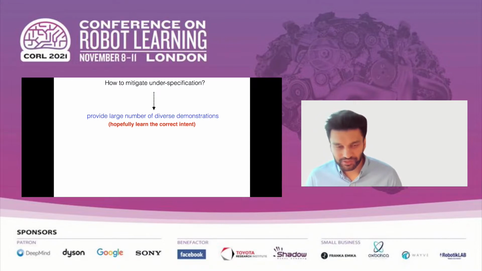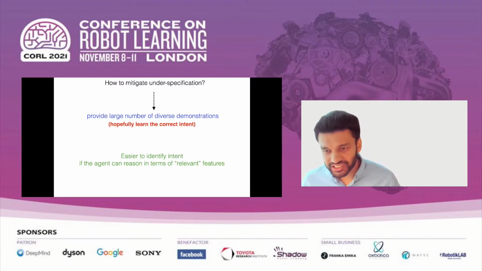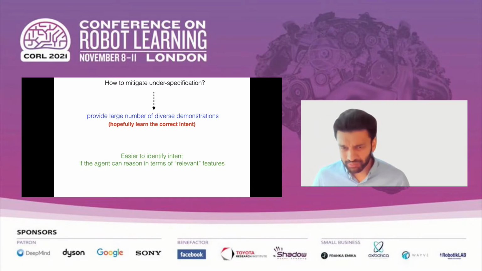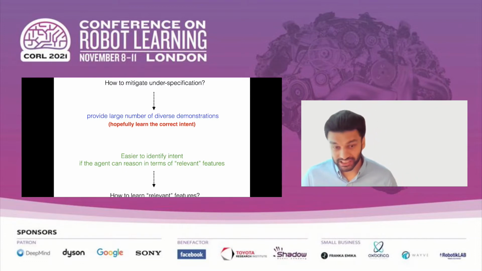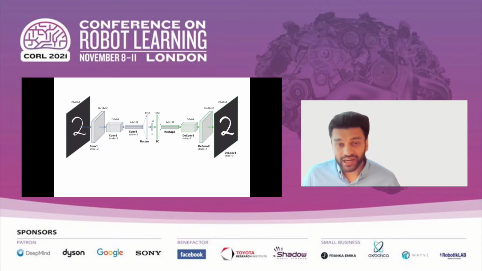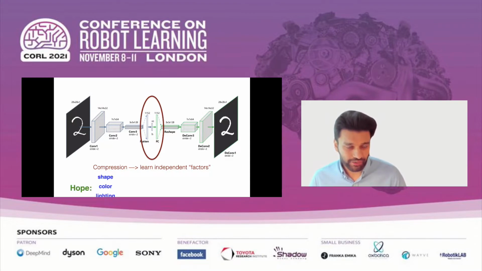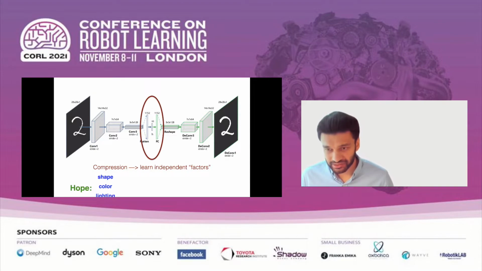The other alternative is to say, well, if the agent can reason in terms of relevant features, it might be easier to identify intent. But then the question becomes, what are good features? Which leads us to the question of feature learning. A popular idea for feature learning is to convert the data or compress it into a low-dimensional feature space in the hope that we will learn some independent factors of variation. For example, if we have images, the hope is that we could learn shape, color, and lighting.